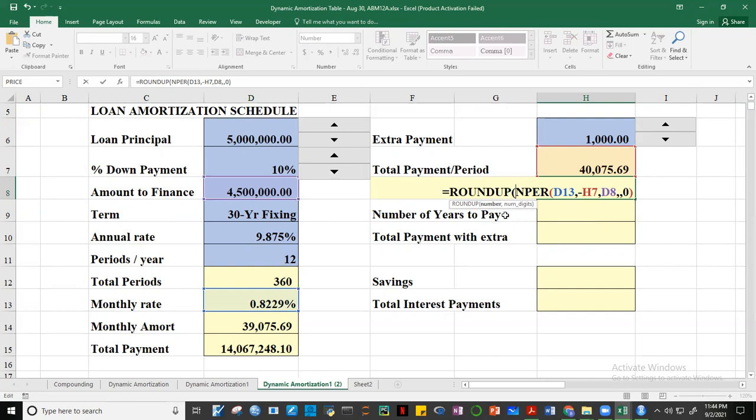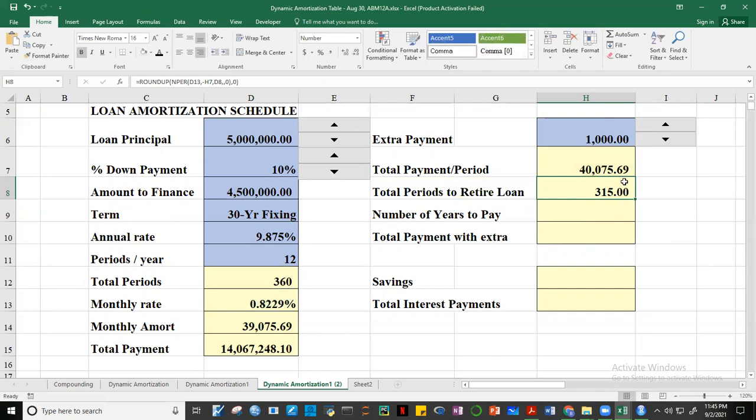For the syntax, it's number and then the number of digits, which means we will put no decimal place. So I'm going to put 0 for the number of digits. There, it's now 315.